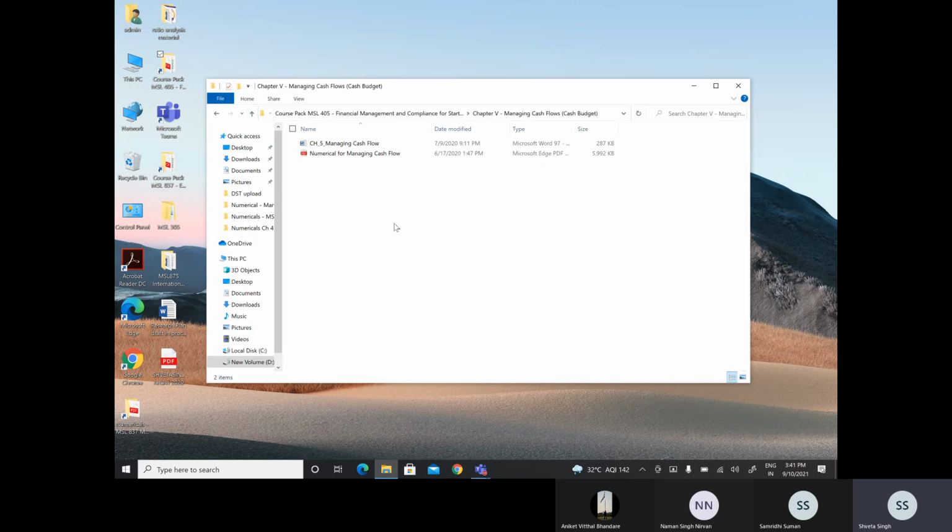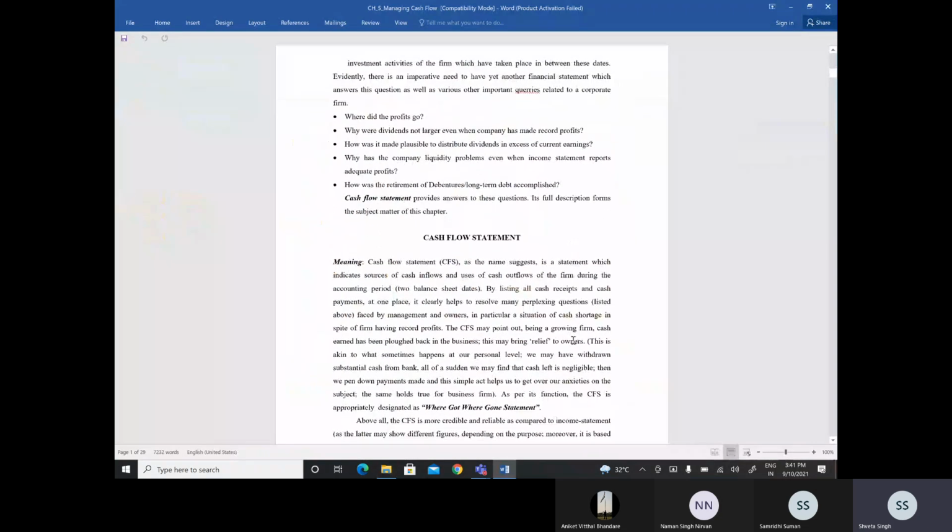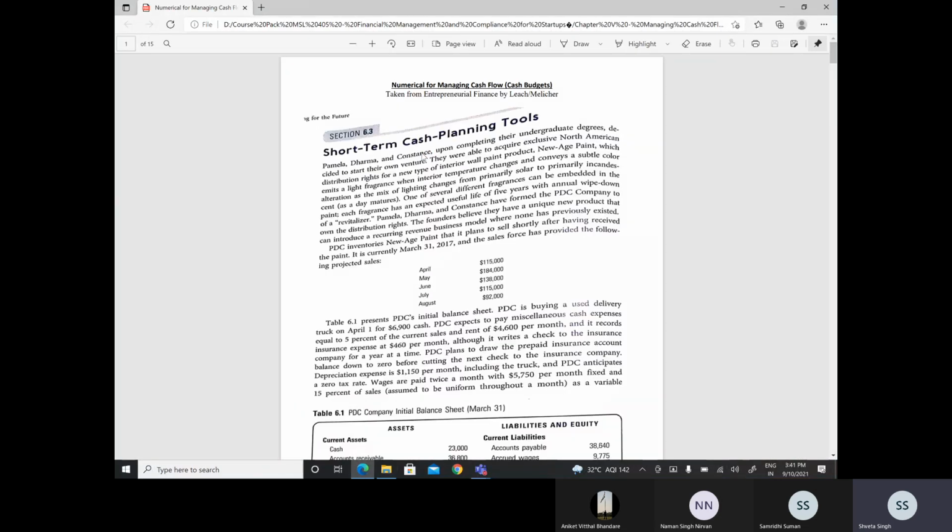Now over here, I have also put up again my material from MSL405, which was on managing cash flows. You can go through that. It gives the cash flow in a lot more detail. We will go through the creation of cash budgets for a startup through another caselet, so that it is absolutely clear to you with all the workings and everything.